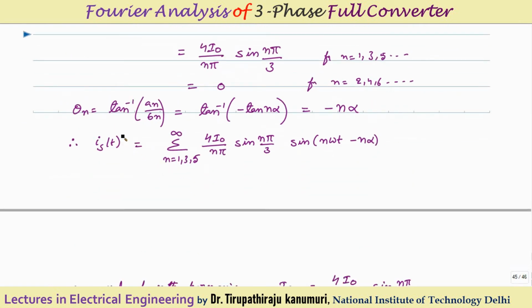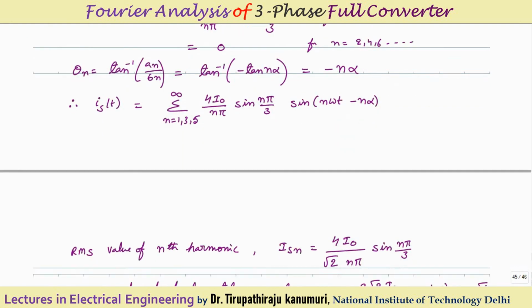So from this I can calculate my resultant value, that means is of t, I can represent as, because only odd harmonics are remaining and the DC component is also 0, even harmonics also 0. So that's why n will be equal to 1, 3, 5, etc., up to infinity. 4 I naught by n pi into sin n pi by 3 into sin of n omega t minus theta. Theta is equal to n alpha. So this is n alpha. N omega t plus theta is the actual one. So theta is minus n alpha. So minus n alpha I have substituted here.